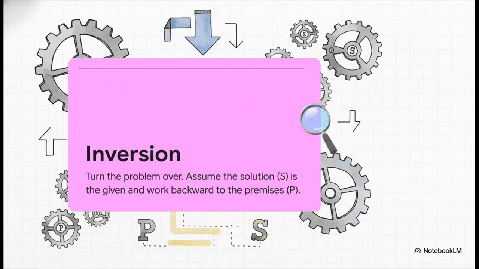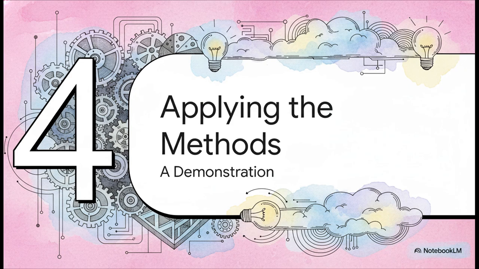And finally, there's inversion. And this one might be the most counterintuitive of them all. If you just can't get from the problem to the solution, you flip it on its head. You assume the solution is true and you work backward to see what must have been true to get you there. These tools sound pretty elegant in theory, right? But what do they look like in practice? Let's run through a quick demo of 2 of the most powerful ones.